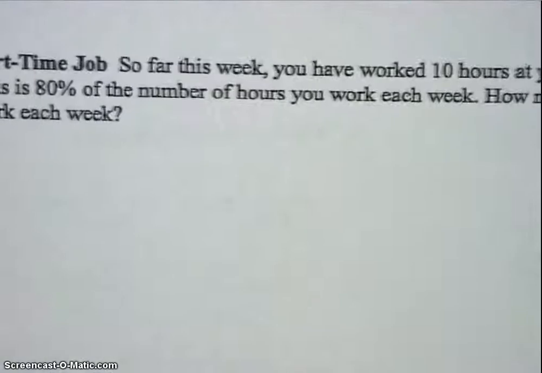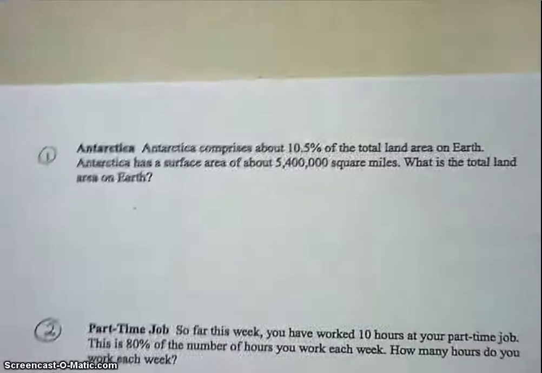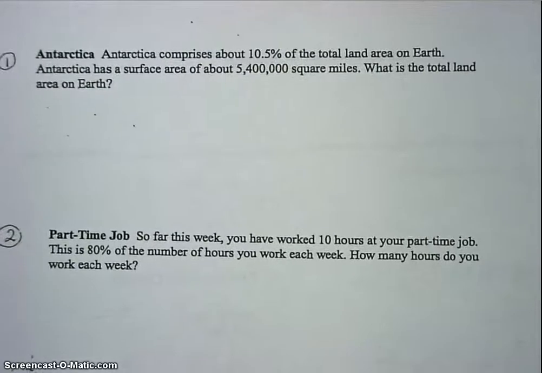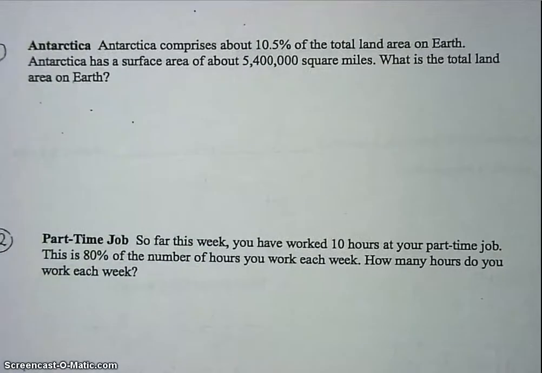Alright, turn over to the back. We have a few word problems here. Everybody's favorite. Let me zoom out a little bit. So starting with number 1 up here, it says Antarctica comprises about 10.5% of the total land area on Earth. Antarctica has a surface area of about 5,400,000 square miles. What is the total land area on Earth?